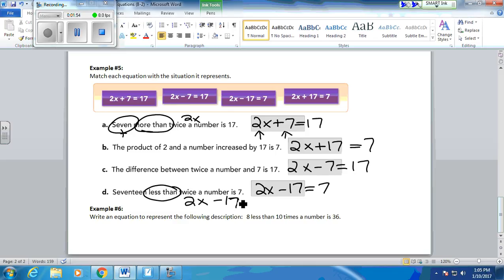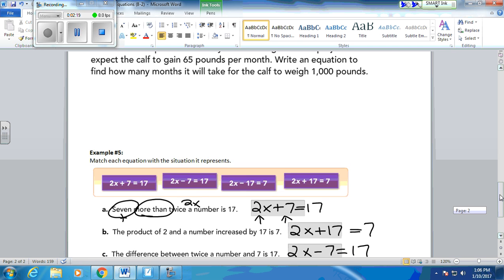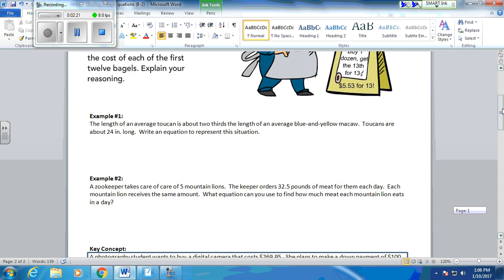Again, this one has less than, which means that when I read 8 less than 10 times a number, I have to do 10 times a number first, and you can use whatever variable you want, so I'm just using 10 times x. Less than means subtract 8, is means equal, 36. So there's my equation. We're not practicing solving these equations today, we're only writing them. Then we're going to turn the paper back over again and go on to question number 1.